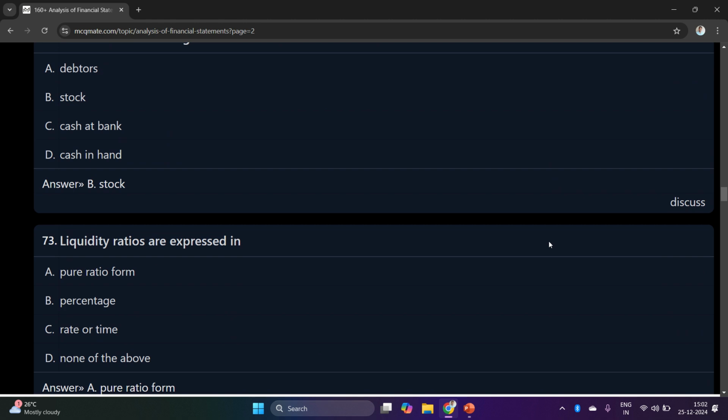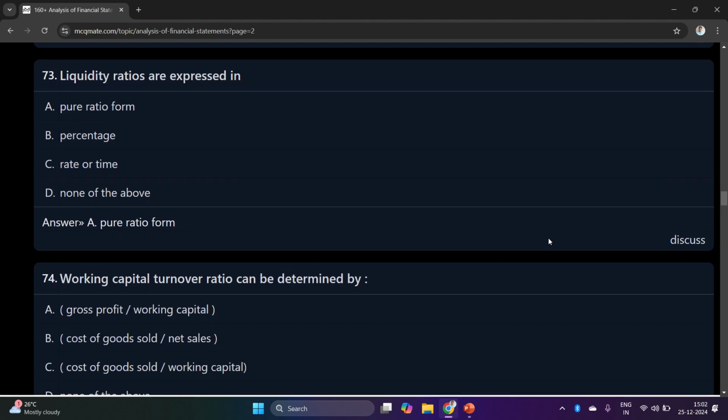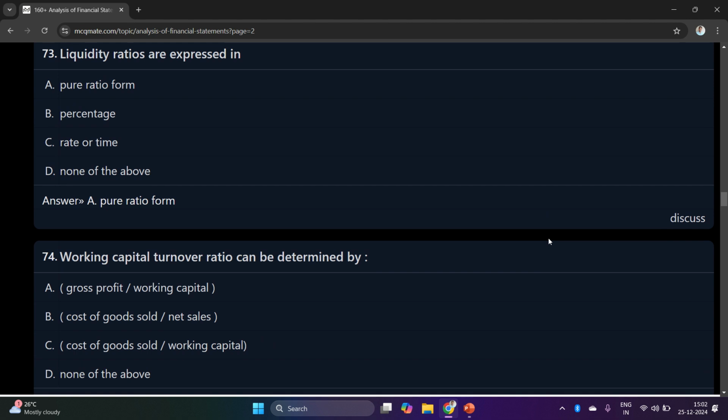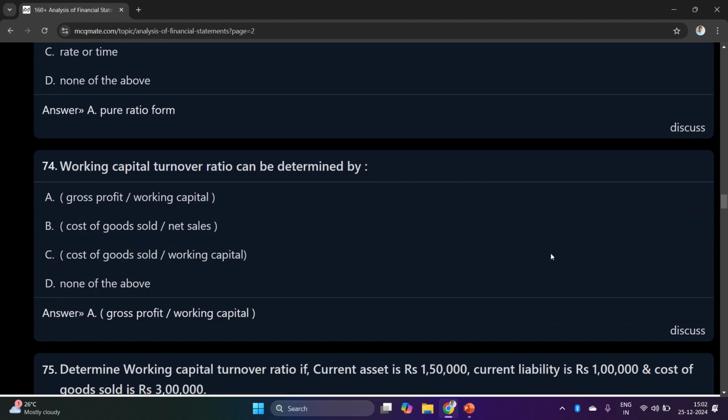Liquidity ratios are expressed in pure ratio form. Liquidity ratio is current assets by current liabilities. It's a pure ratio, not in percentage, at times 2:1.